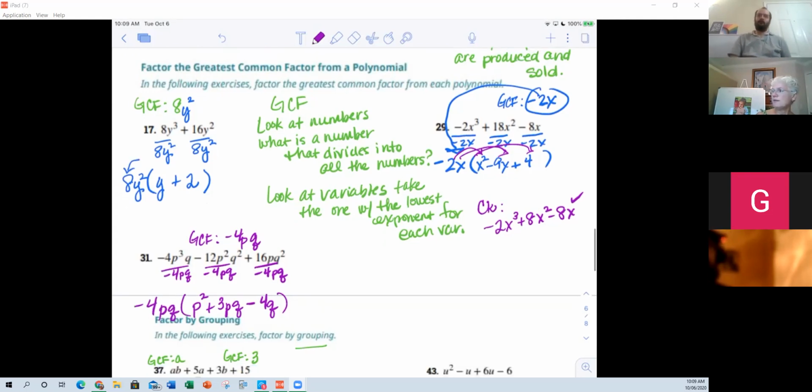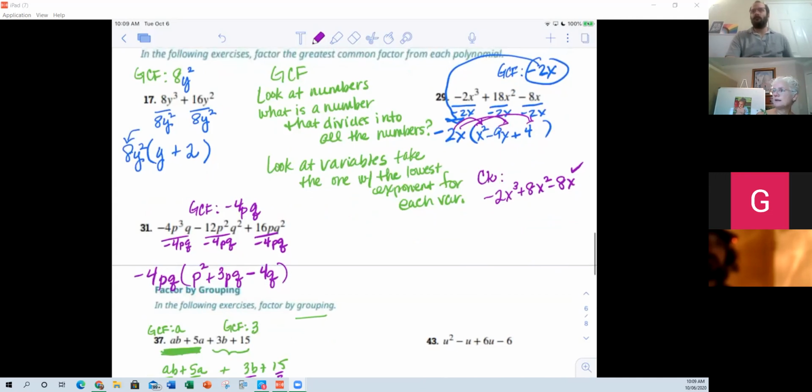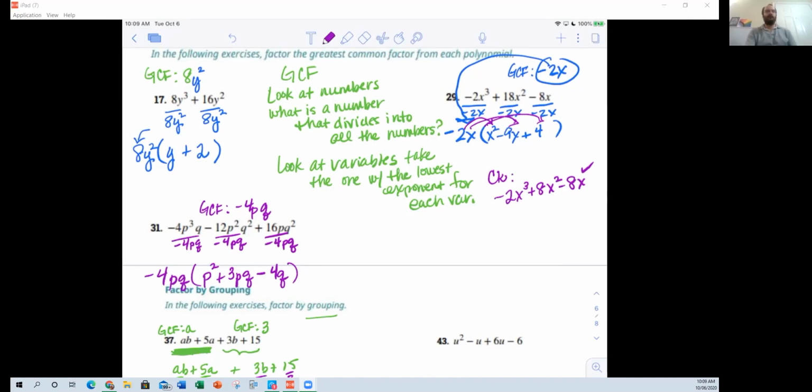And then on 25, my group said that the biggest number that goes into 2, 18, and 8 is 2. But if the leading coefficient is negative, negative 2x is what goes in the front, and divide every single term of that polynomial by the GCF, and that's what goes in the parentheses. And if you want to check yourself, all you have to do is multiply it back out, and it should come back to the original problem.